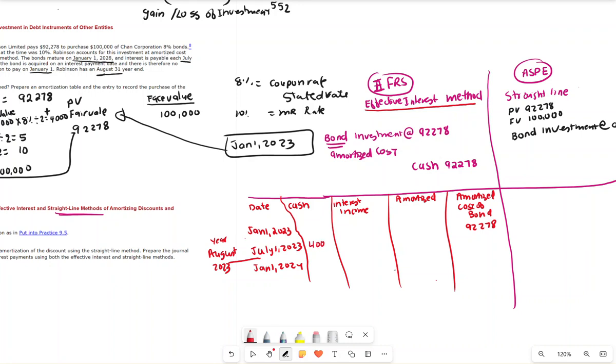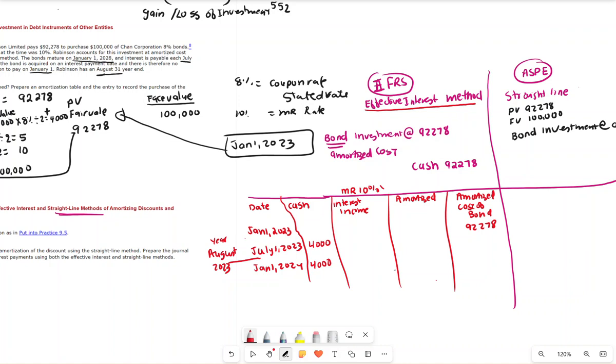My first one is my payment: every 6 months we're making a payment of $4,000. Now how do I calculate the interest income? When you calculate your interest income, you use the market rate. Our market rate is 10%. But what we are doing is amortizing the discount and the interest semi-annually.